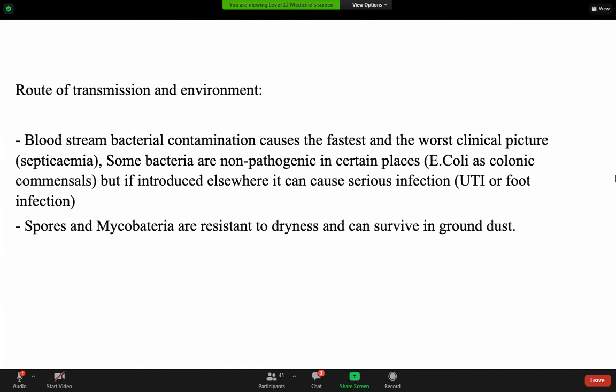Route of transmission and environment. As we said, like the bloodstream, bacterial contamination causes the fastest and worst clinical picture, like septicemia.